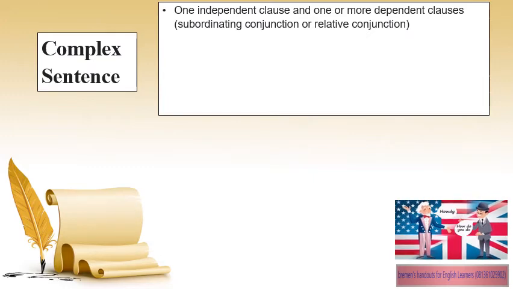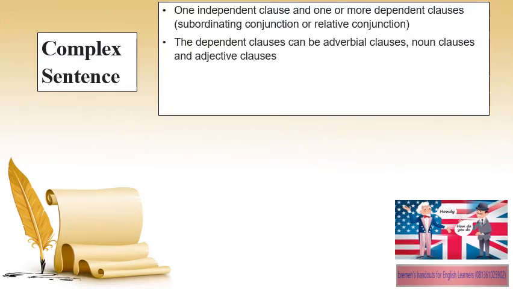It is joined with subordinating conjunctions, or with relative conjunctions. The dependent clauses can be adverbial clauses, noun clauses, or adjective clauses. You can ask questions with when, where, why, how. You can also ask with who, whom, and which. When you use them all, those are all the questions to mention. It should be the subordinating connectors inside.